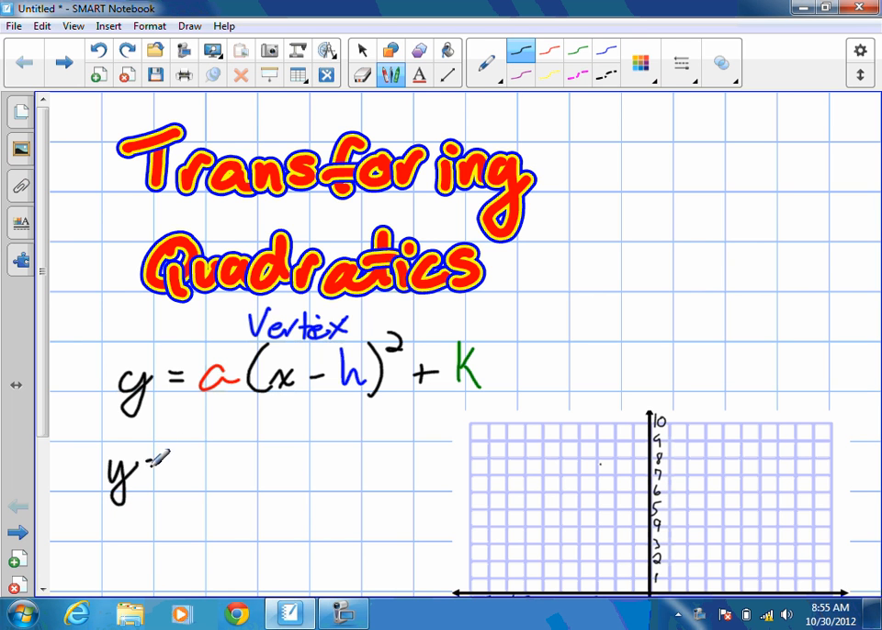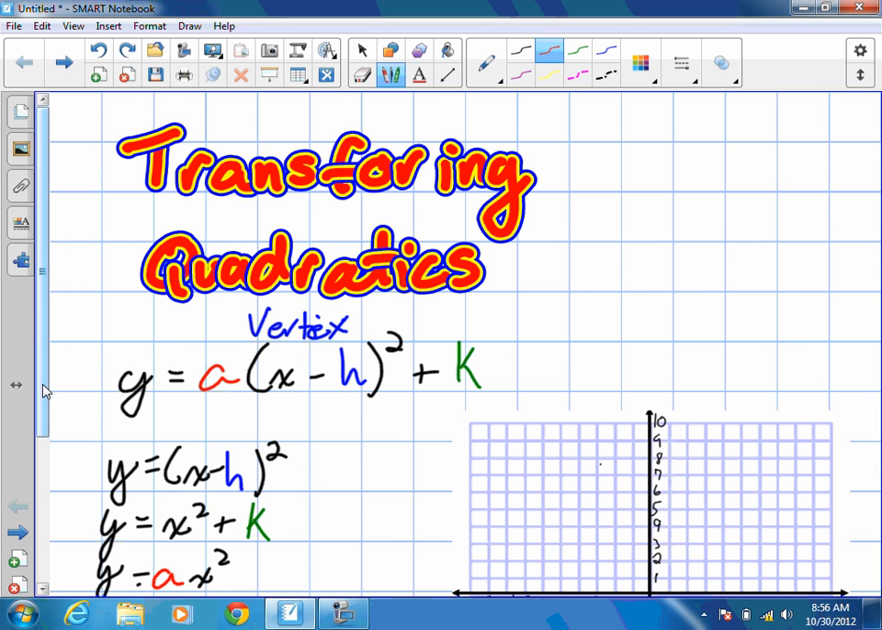We talked about when we had y equal to x minus h squared, where we only had one variable. We talked about y is equal to x squared plus k. And we talked about y equals ax squared. Okay. We talked about how those individually transform our quadratic. Okay. They change the graph.